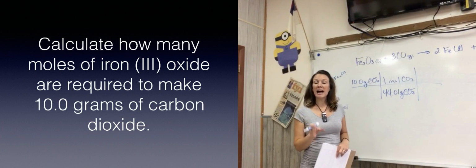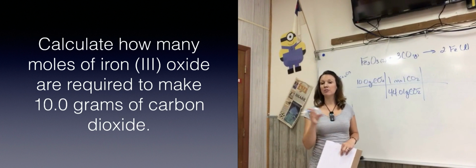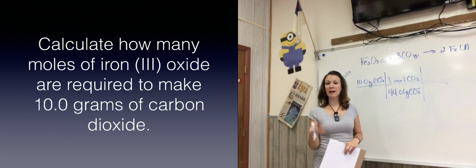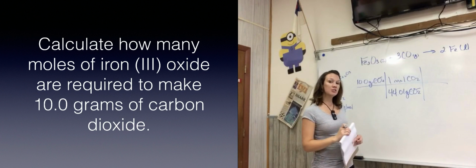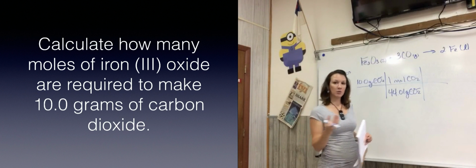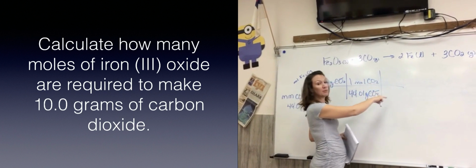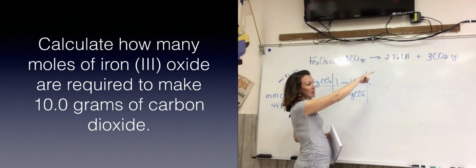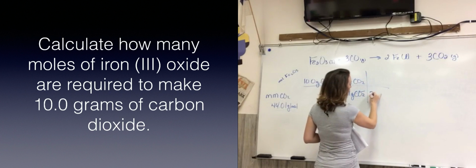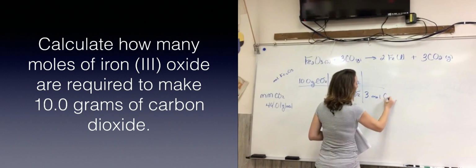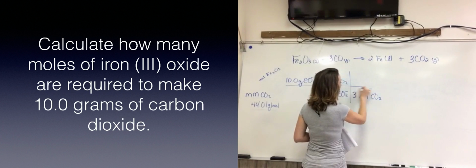Now that I'm in moles, I can convert from one compound to the other compound using my mole ratio. So when I do that, I'm going to look at my coefficients in my balanced equation. I need moles of carbon dioxide to end up on bottom. So if I look at carbon dioxide, I have 3 moles. So 3 moles of carbon dioxide.